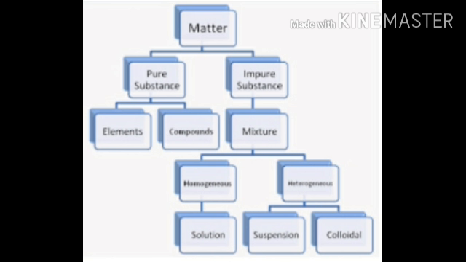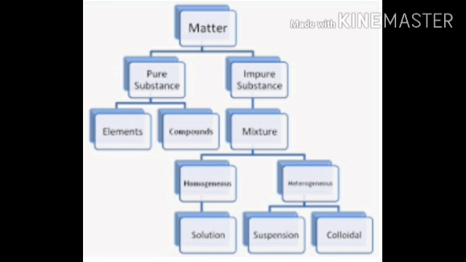Matter means the substance which is made up of the same kind of particles. Matter can be divided into two types. One is pure substance and the second one is impure substance. And pure substance can be divided into elements and compounds. Elements are pure substances made up of the same kind of atoms, whereas compounds are pure substances made up of the same kind of molecules.